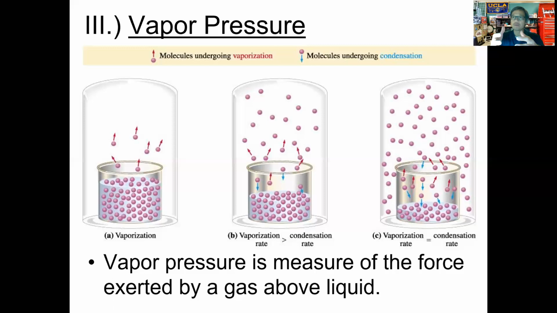So different liquids evaporate at different rates. I've just mentioned that, and because of that, different liquids will have different vapor pressures, and we can use that vapor pressure to identify the differences between different liquids. So the vapor pressure is the measure of the pressure exerted by a liquid as it starts to evaporate.